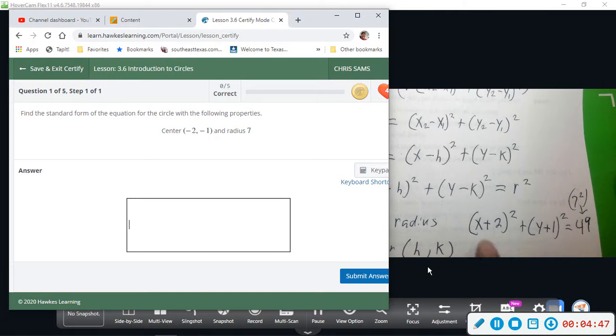Okay. So this is what we're going to type in. This is our answer. This is the equation of a circle in standard form. But you know where the equation comes from, the distance formula, and we just have to type that in. So x plus 2 quantity squared plus y plus 1 quantity squared, and then equals 49.